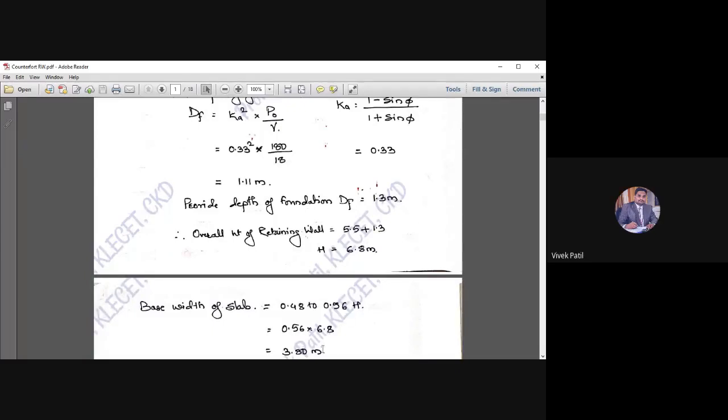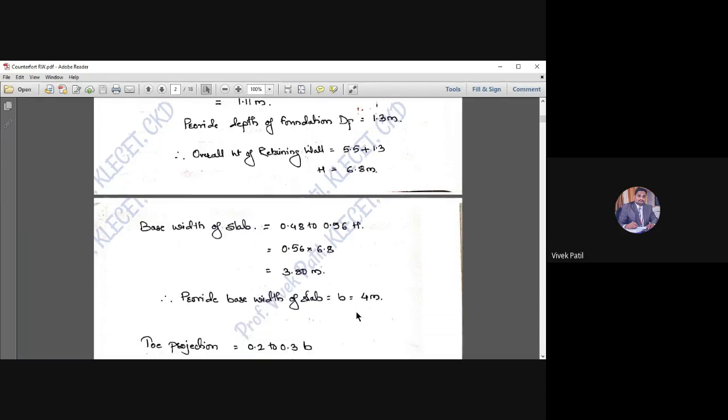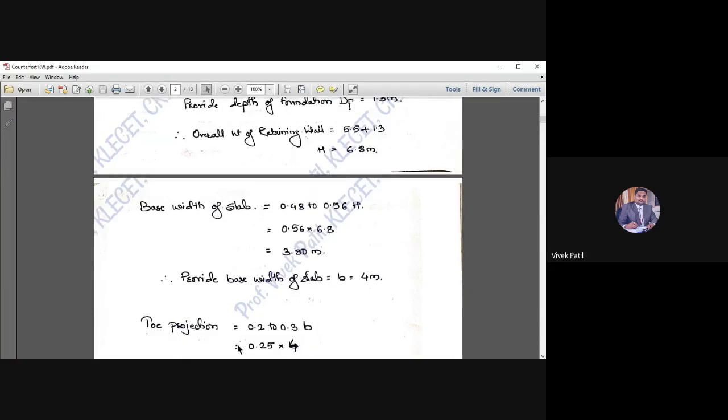So 3.8 meters. We will provide more than this value, as a round figure: the width of base slab, B, equal to 4 meters. We'll consider it as 4 meters. Next is the toe projection. Toe projection should be 0.2 to 0.3 B. I will be taking it as 0.25 B, where B is 4 meters as calculated here.